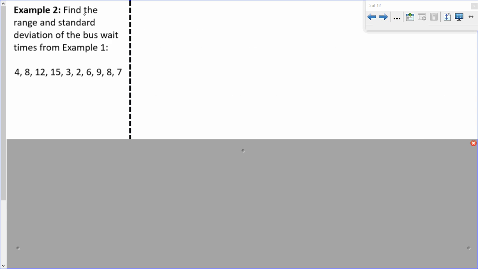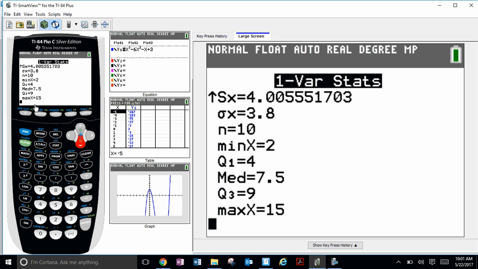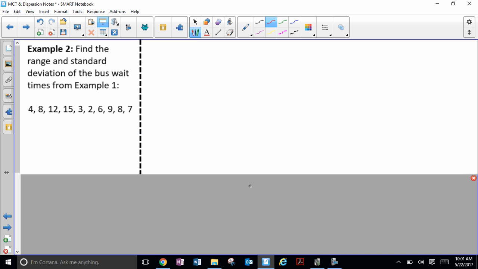So let's go back to the same data set that we had, but now we're going to do range and standard deviation of that. If you go back to your calculator, we still have all of that information in there. Notice they give you this little sigma x. That is your standard deviation. So right here, 3.8 is our standard deviation. So sigma, which is standard deviation, we'll just write SD for standard deviation, is 3.8.